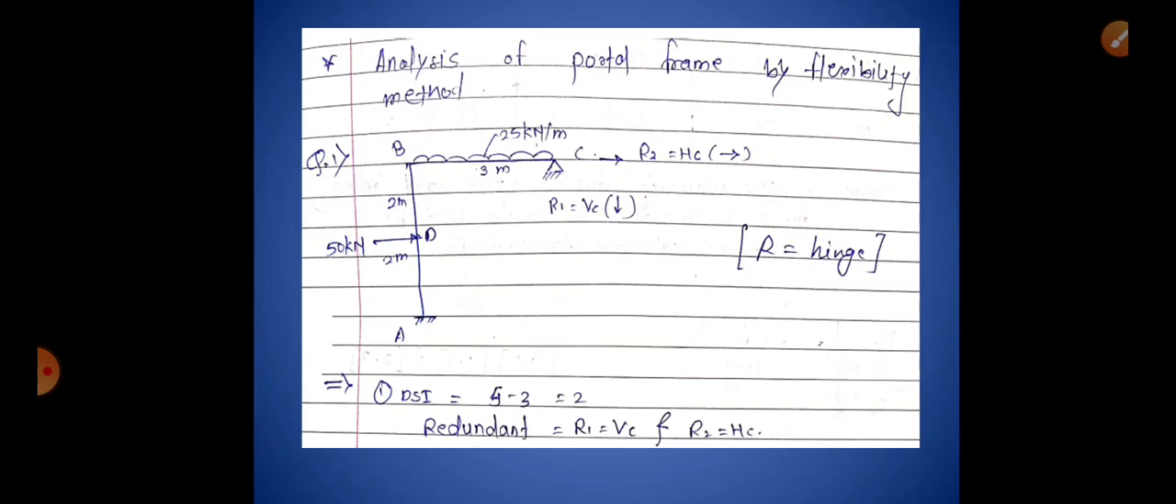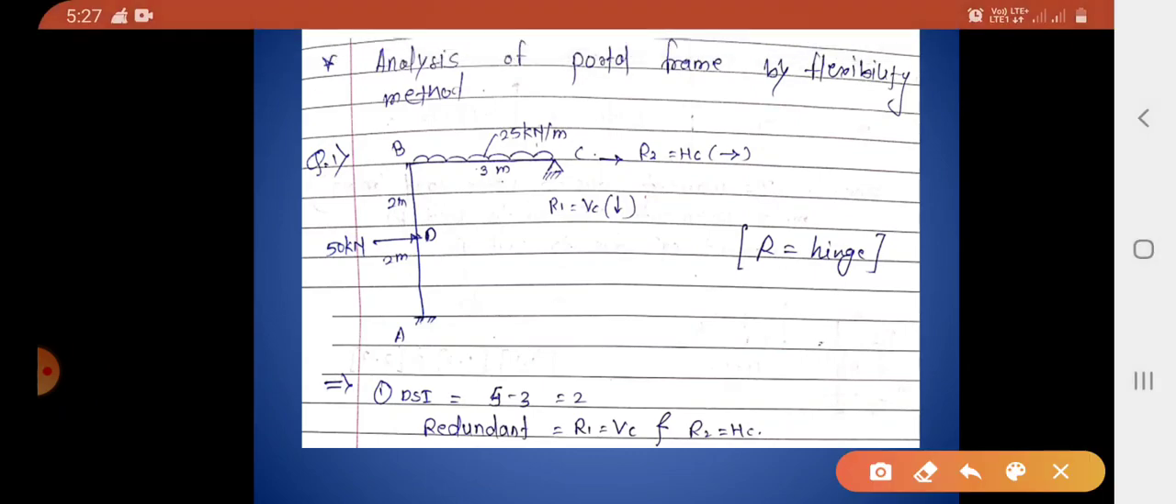So we will go to step 1. Step 1 is to find DSI and select redundant. So you know, for fixed support we have 3 unknown support reactions and at hinge support 2 unknown support reactions. So DSI is total 5 support reactions minus 3 available equilibrium equations, therefore total DSI is 2. Okay, as DSI is 2, we have to select 2 redundants, R1 and R2.